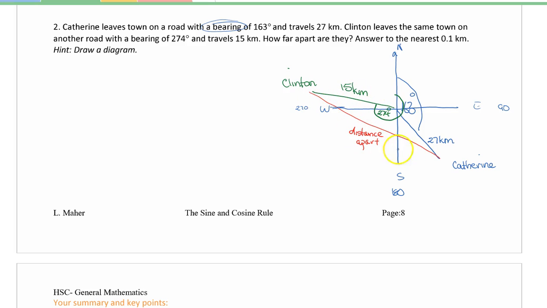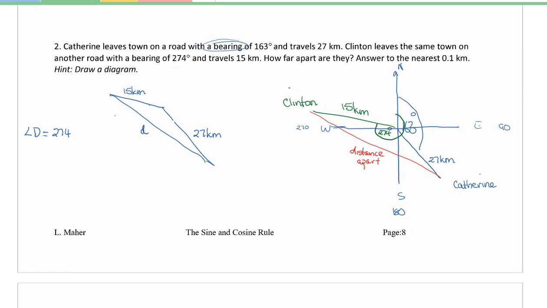How far apart are they? So the red line indicates their distance apart. Now that's a little bit messy, so I suggest that you take your triangle out of there. So I'm going to redraw the triangle. I've moved it over here and made it approximately the triangle as taken from the bearings diagram. We've actually got all three sides involved.